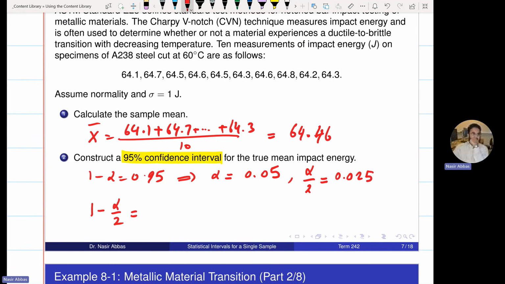What is 1 minus alpha by 2? You have to repeat these 4 steps to get the critical value. Remember these 4 steps. Get alpha divided by 2. Take 1 minus alpha by 2, which is 0.975. Now go to the Z table. Look for this 0.975 inside the table, and the corresponding value of Z is your critical value, called Z alpha by 2.